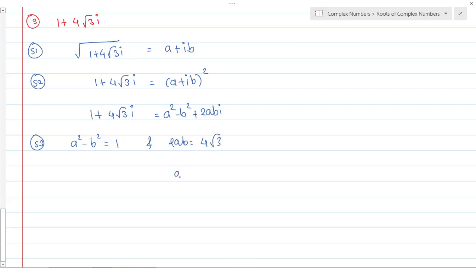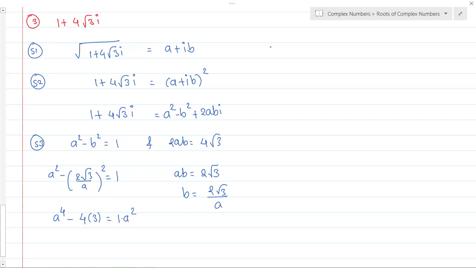So what does ab come to? ab comes to 2√3. If ab = 2√3, from that take the value of b, which becomes 2√3 upon a. Let's substitute the value of b in this equation. So I will have a² − (2√3 upon a) whole square equals 1. So it will give a² into a² becomes a⁴ minus 4 into 3 equals 1 into a².